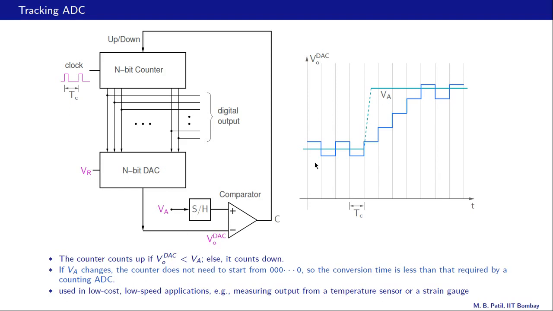In the steady state, VO DAC oscillates around VA as shown over here. This is our VA and that is our VO DAC. Now in this clock period, for example, VO DAC is higher than VA, so the counter will be asked to count down. So the count has gone down, so VO DAC has decreased by 1, and now we find that VO DAC is less than VA. So the counter will be asked to count up, and so on. So that gives rise to these oscillations around VA.